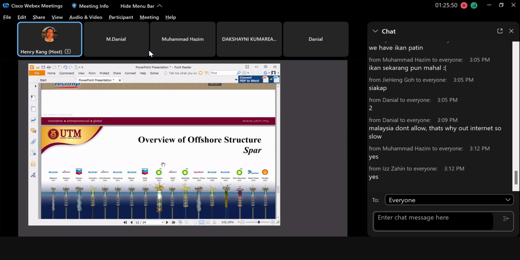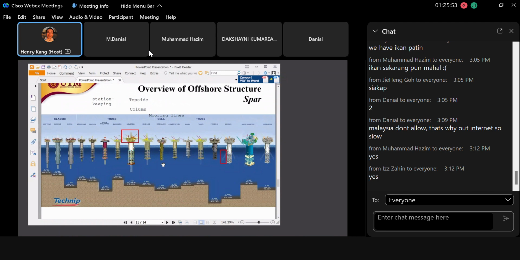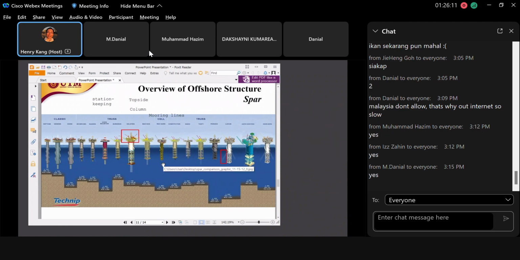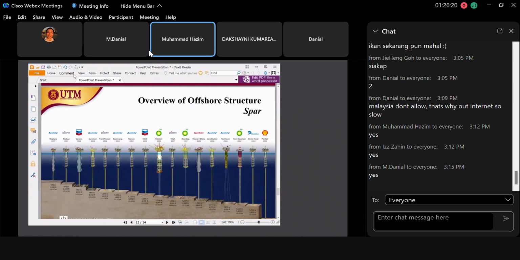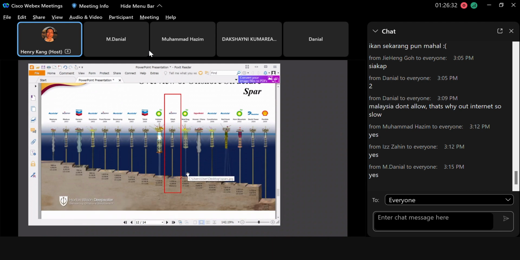Okay, let me ask you. Do you think in Malaysian offshore waters we have a spar structure or not? First question. Yes, only one in Sabah. Only one in Sabah. What is the name? I'm not sure about the name. Okay, I show you the name. This one. We have one spar in Sabah.